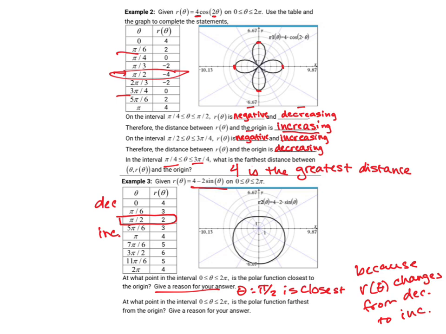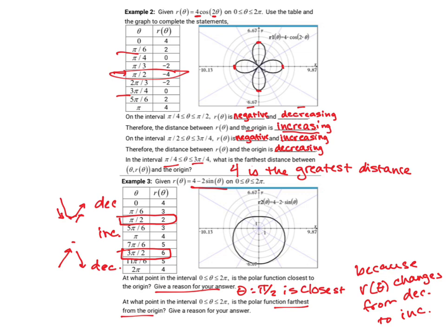At what point on the interval from 0 to 2 pi is the polar function farthest from the origin? 3 comma. And so it's going from increasing back to decreasing. Let's talk about what you know as far as extreme values go. Anytime a function's going from decreasing to increasing, well, that's a minimum, right? And anytime a function's going from increasing back to decreasing, that's a maximum. So it feels like that makes sense. That's why a polar function is furthest from the origin.